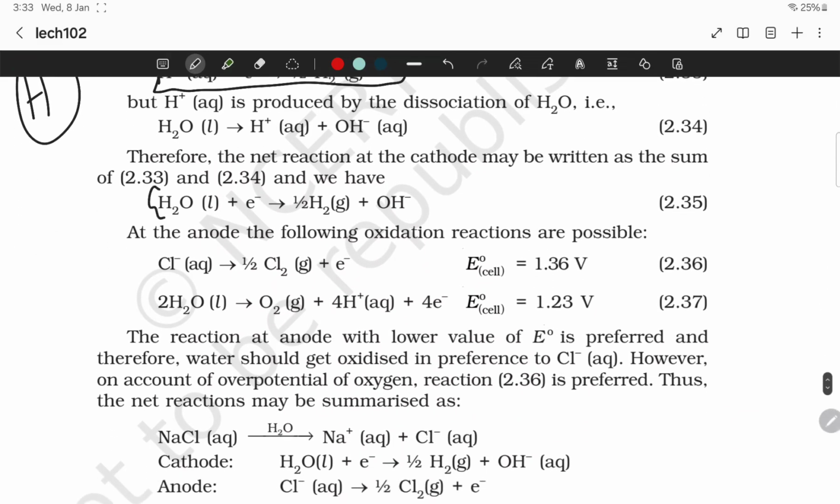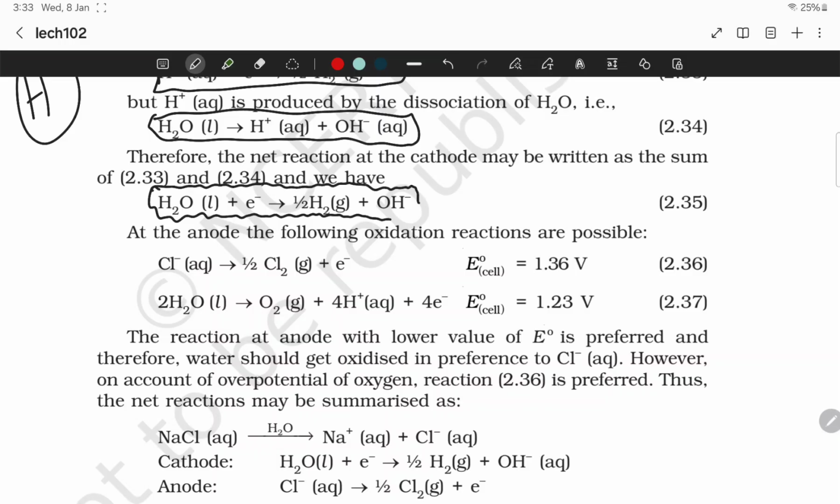The net reaction at the cathode is this thing. That's written here. H2O is split into H+ plus OH-. The net reaction is written like this. So the competition at the cathode is now over. Now we come to the anode. At the anode, there's a competition between Cl- and what? OH-. There's a competition between Cl- and OH-.